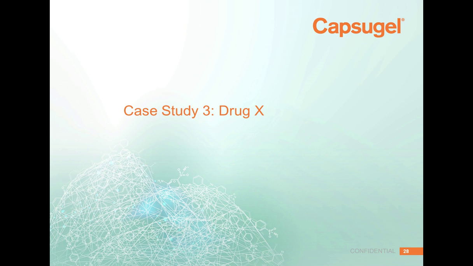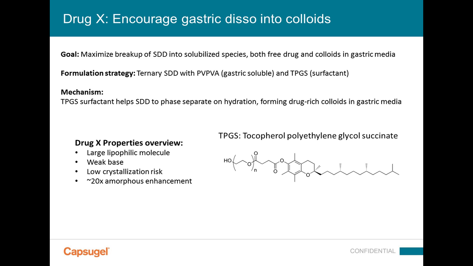All right, this brings us to our third case study. For this particular case study, we needed to keep the drug anonymous for client confidentiality reasons. So compound X is a large lipophilic molecule that is also weakly basic. We know that it doesn't crystallize out of solution in our experiments, and it has a typical amorphous solubility enhancement of approximately 20-fold. So to improve the bioavailability for this compound, we want to maximize its breakup into solubilized species while it's still in the gastric portion of the test, or in vivo while it's still in the stomach.